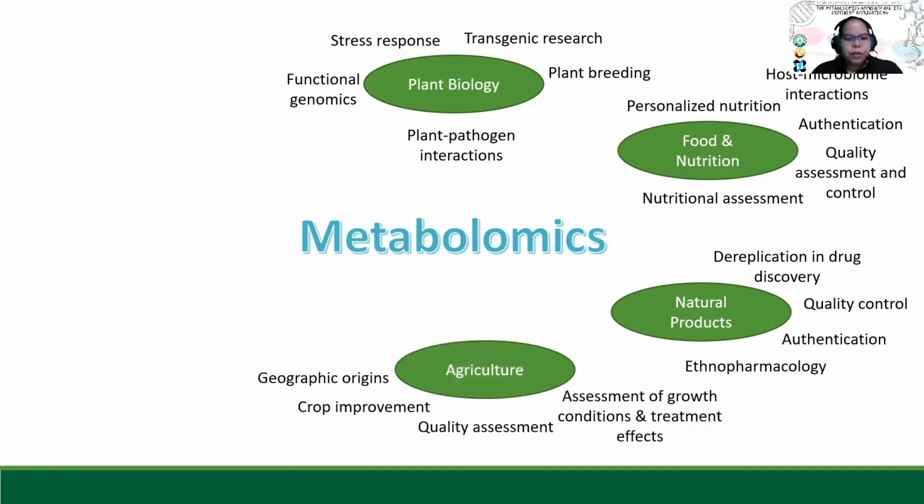In the field of agriculture, you can make use of metabolomics for assessing crop improvement, for quality assessment of crops, for the assessment of growth conditions and treatment effects, as well as to establish geographic origins. So, for example, crops that are of the same variant that are grown in one area will have a different metabolic profile compared to crops that are grown in another area. So you can make use of these metabolic profiles to distinguish ano ba yung produced in one area and what is produced in the other area.